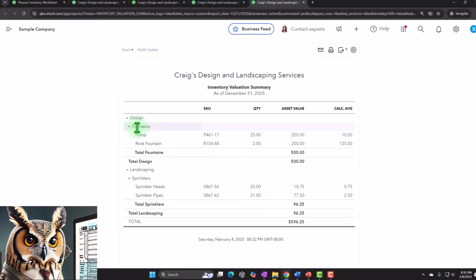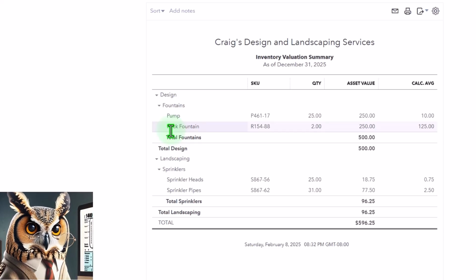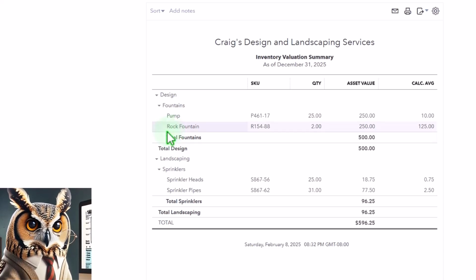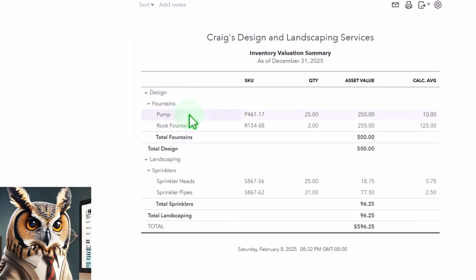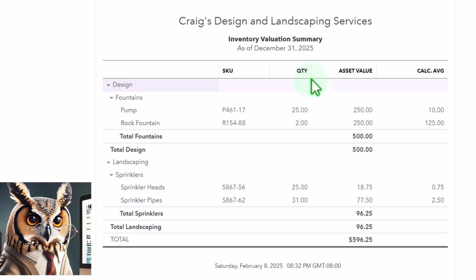We've got the list of inventory items that have inventory units within them as we track the inventory within the system. We've got the SKU number if we have a number for it, identifying those inventory items not just by name, but by number. Then we have the quantity on hand.